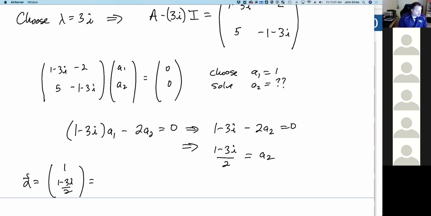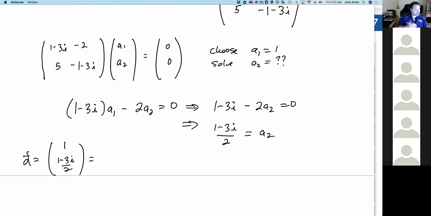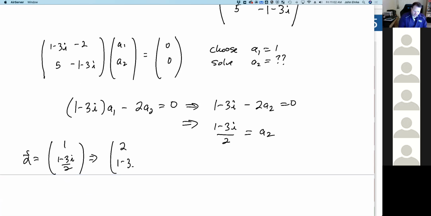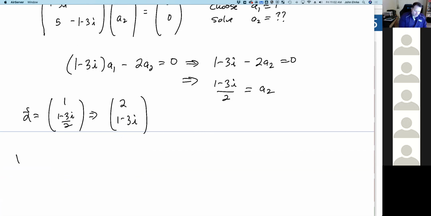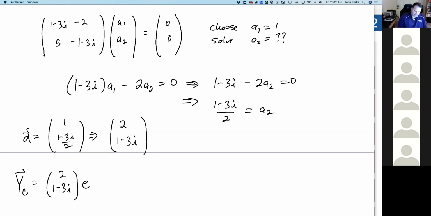I would recommend for the problem that lies ahead, just to make your work a little bit nicer, multiplying by 2 so that you're working with better values here and using the vector 2, 1 minus 3i. So if I was doing this problem and had in my notes, this is what I would be using as the complex eigenvector here. So my complex solution then is the complex eigenvector times e to the eigenvalue, which is 3it.